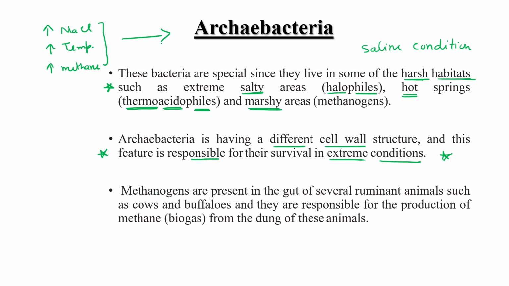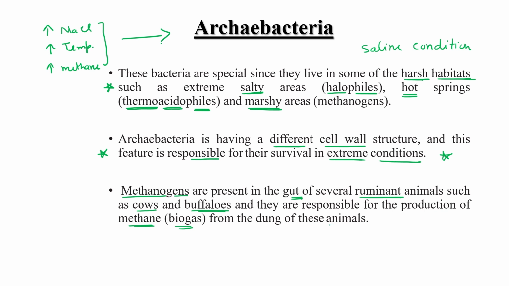And methanogens are present. Some methanogens are also present in the gut of ruminants, like cow, buffalo, cattle, those animals which come under the cattle category. So some methanogen bacteria are present in their gut, and they are responsible for the production of methane, biogas, from the dung of these animals.